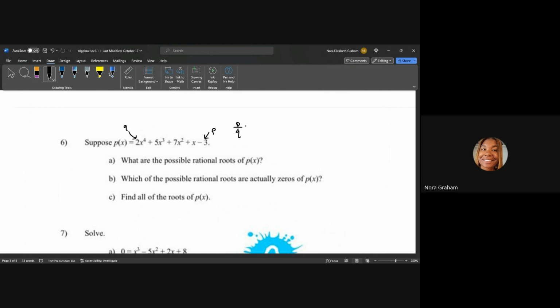And we just want to list out all the multiples of these, all right? So let's list out all the multiples of -3. It's going to be plus or minus 1, and then plus or minus 3. Those are all the multiples of my p. Now all the multiples of my q are going to be plus or minus 1, and then plus or minus 2.